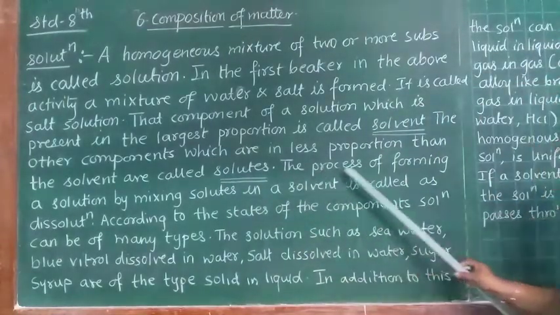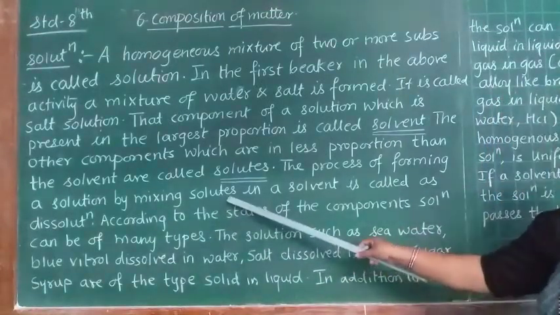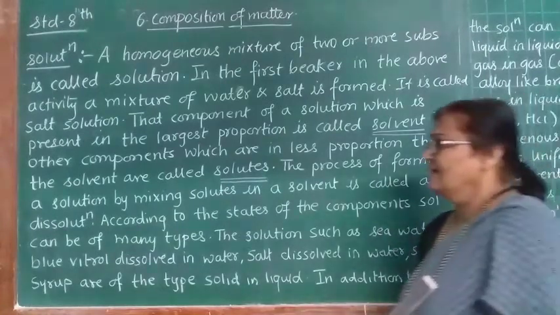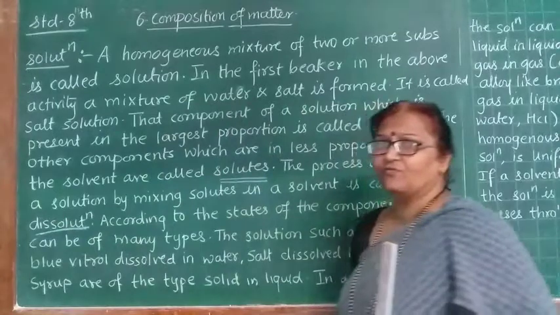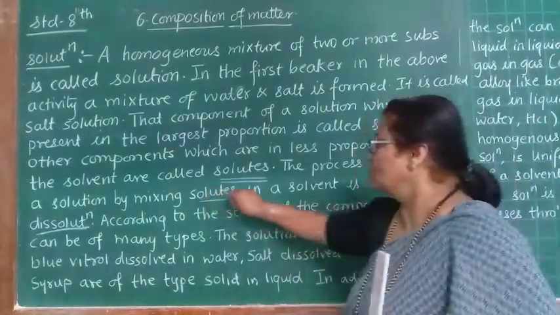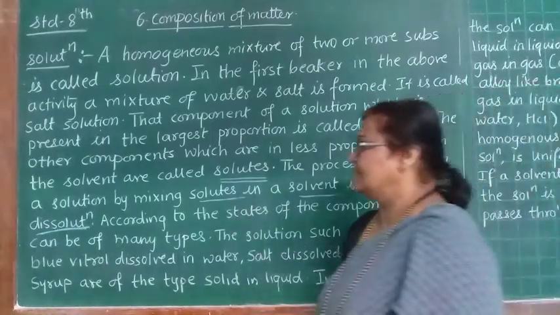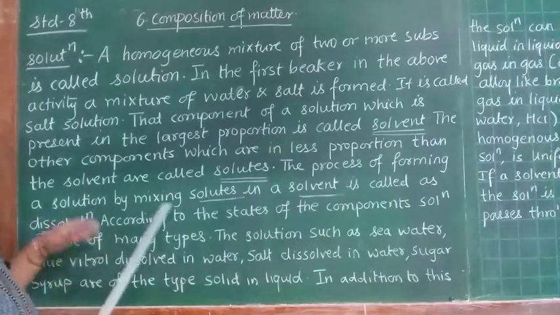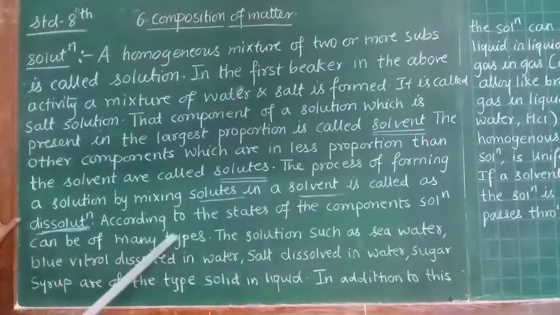Then see, the process of forming a solution by mixing solutes and solvents is called dissolution. What does it mean? Whenever we mix solutes and solvents together in a mixture, a solution is formed. According to the states of the components, a solution can be of many types.